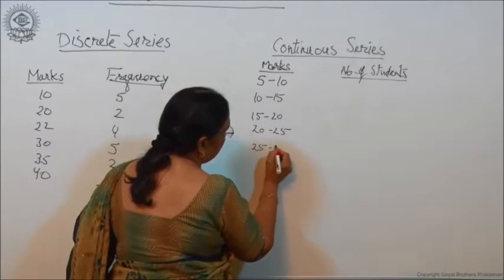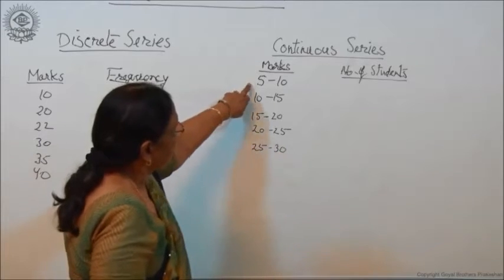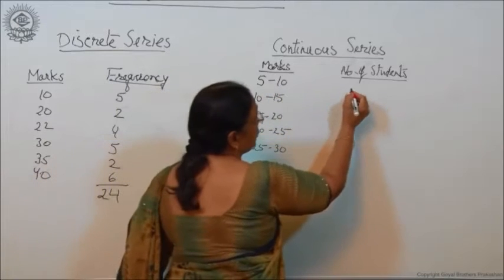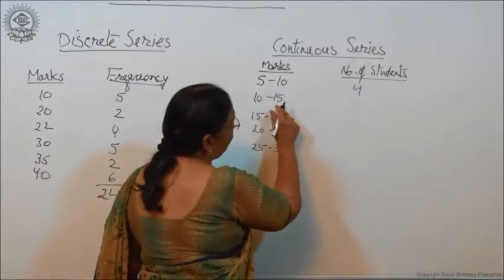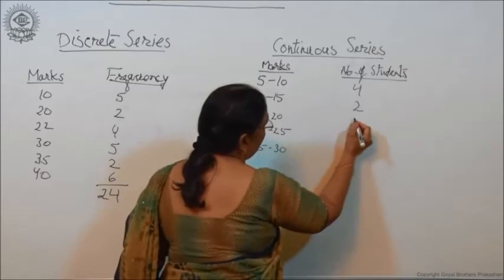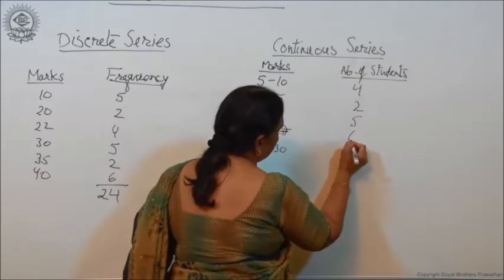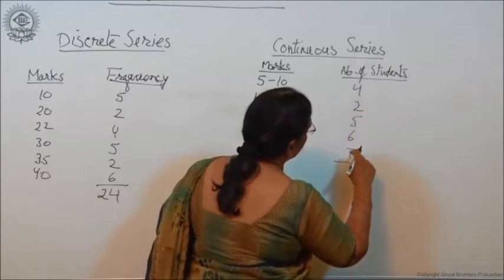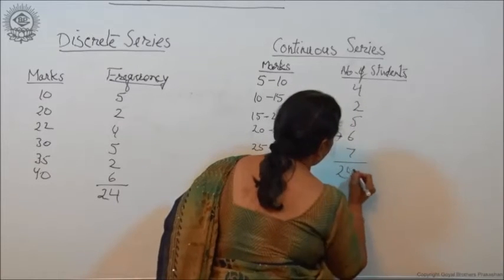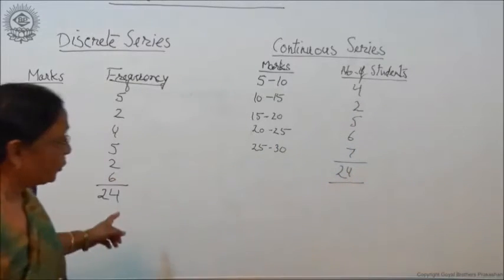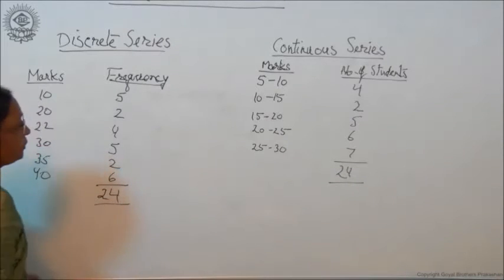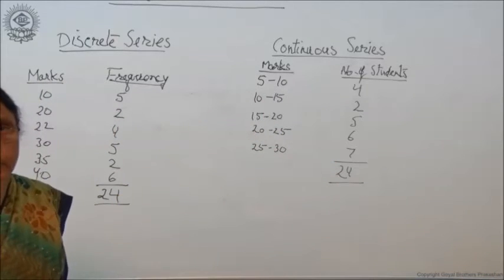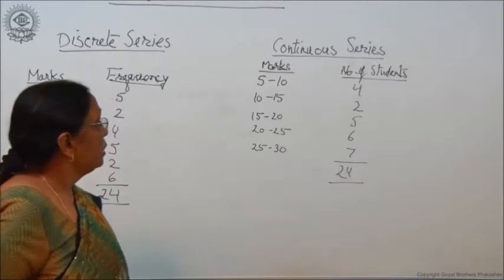Suppose we are taking only 5 classes, that means highest marks are 30 and minimum marks are 5. Now we have to see how many students are in this category. Suppose there are 4. 10 to 15, how many have scored? Suppose there are 2, then 5, then 6 or whatsoever, right? That makes the total. So this way, when we make the series, this is known as individual, continuous and discrete series. This is known as statistical series in 3 different forms.